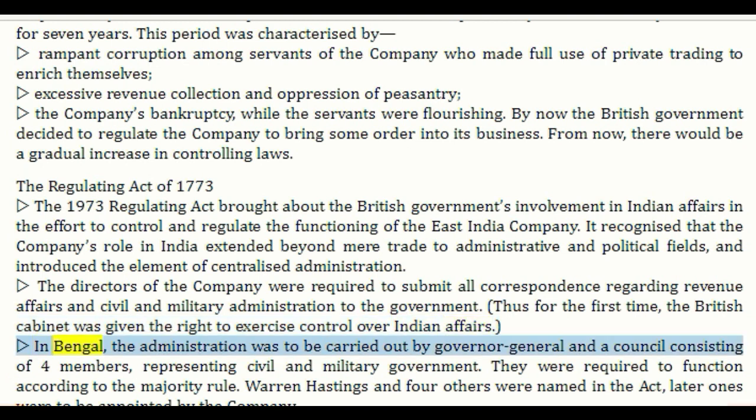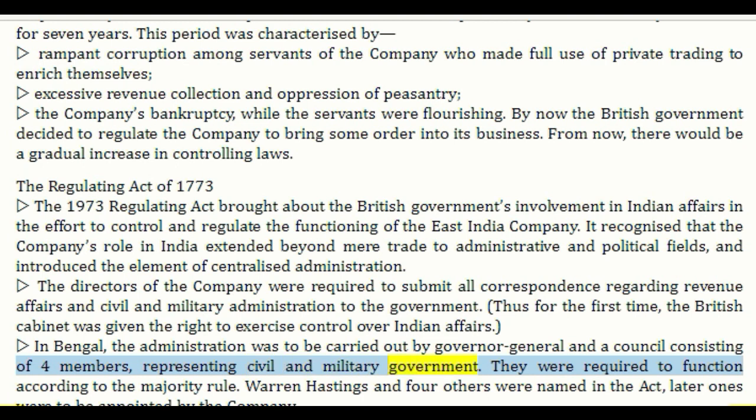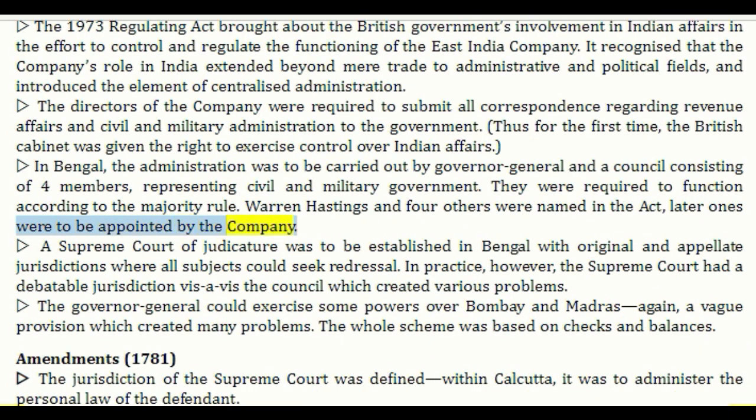In Bengal, the administration was to be carried out by a Governor General and a council consisting of 4 members, representing civil and military government. They were required to function according to the majority rule. Warren Hastings and 4 others were named in the Act. Later ones were to be appointed by the Company.